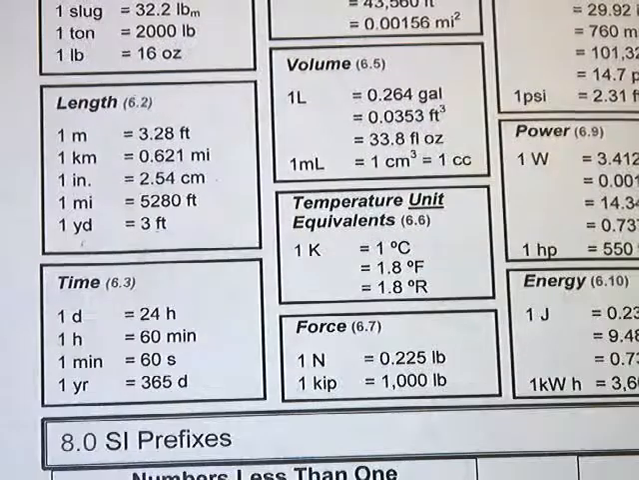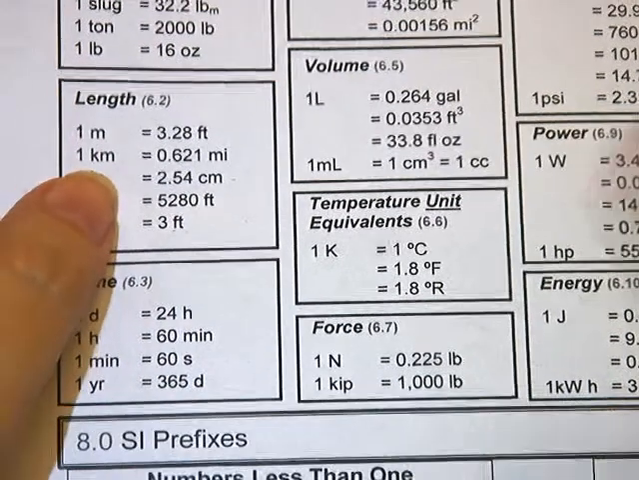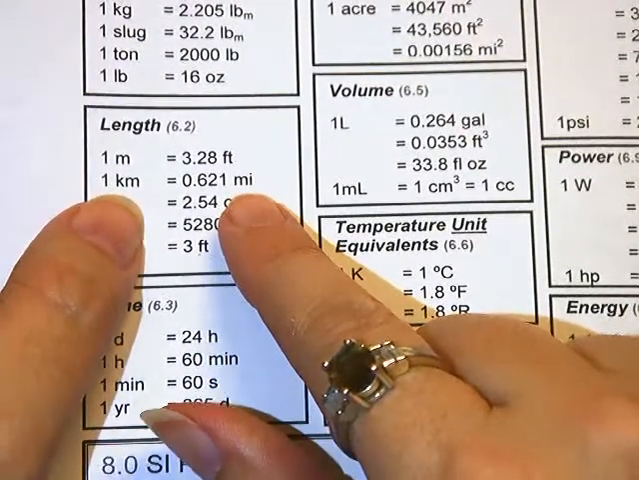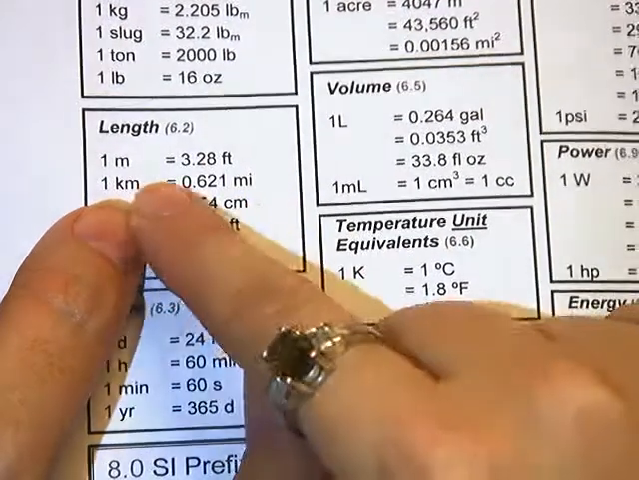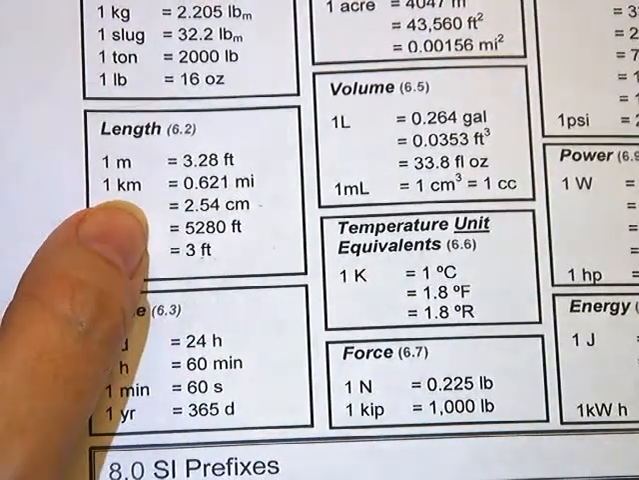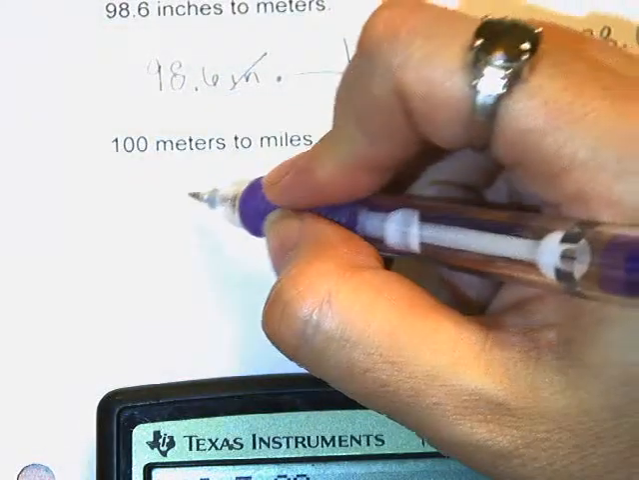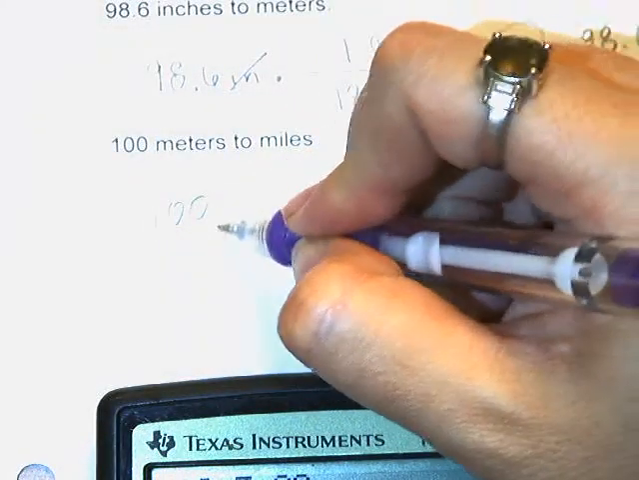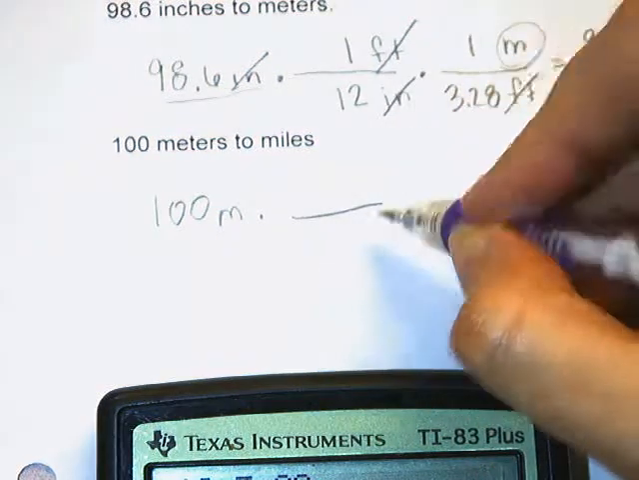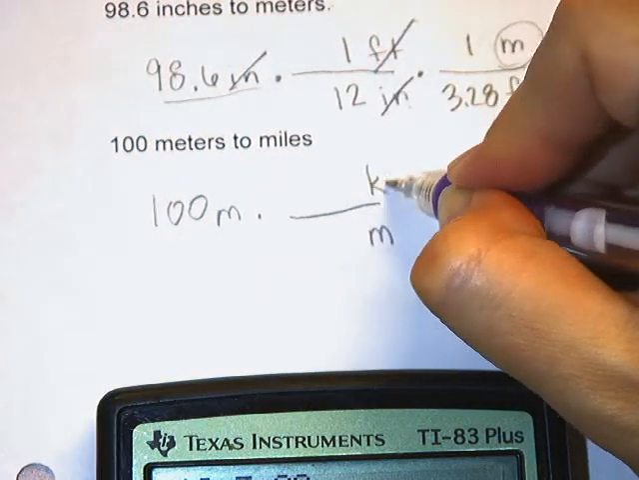Well, let's see. Do we have meters and miles here? No, I have kilometers and miles. And it's not too hard to go from meters to kilometers, so that's what I'm going to do. I'm going to go meters to kilometers and then kilometers to miles. So I'm going to write down my number first, 100 meters. And first I want to go from meters to kilometers.